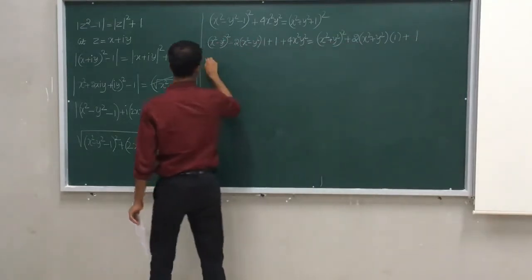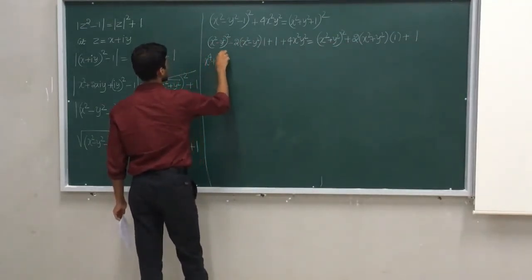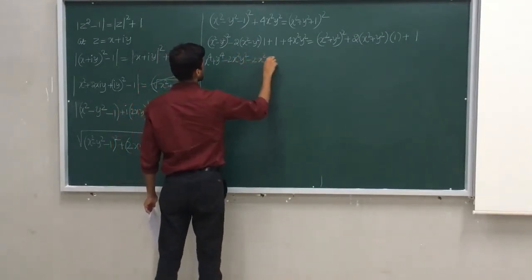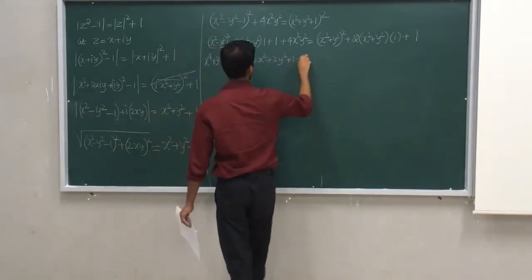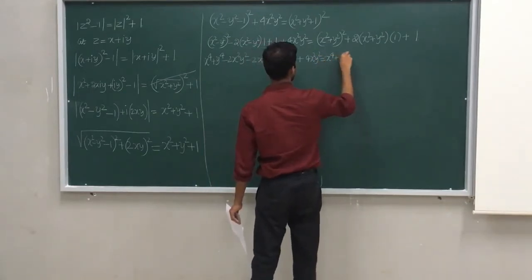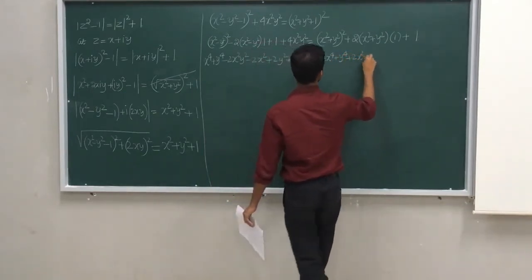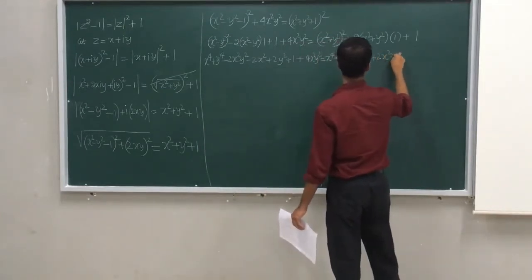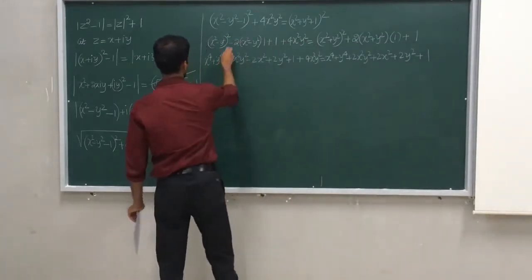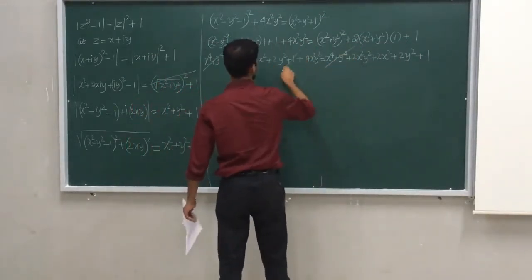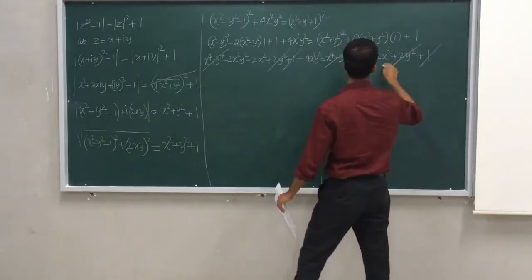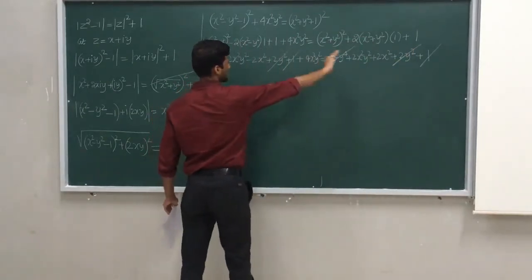So when I expand, this becomes x⁴ + y⁴ − 2x²y² − 2x² + 2y² + 1 + 4x²y² equal to x⁴ + y⁴ + 2x²y² + 2x² + 2y² + 1. Right? So if you observe, x⁴ and y⁴ cancel, the plus 1 gets cancelled, and 2y² gets cancelled. So I will shift this side.